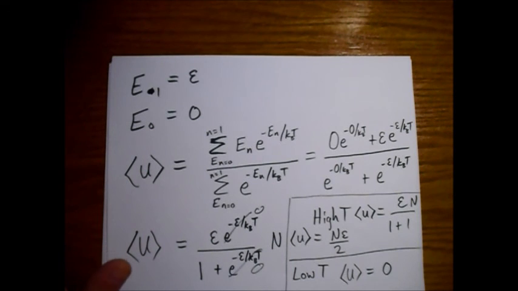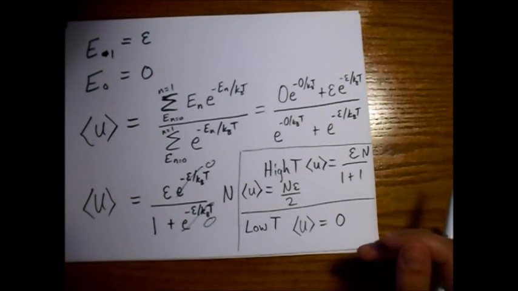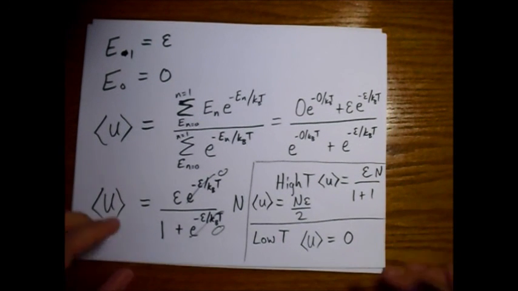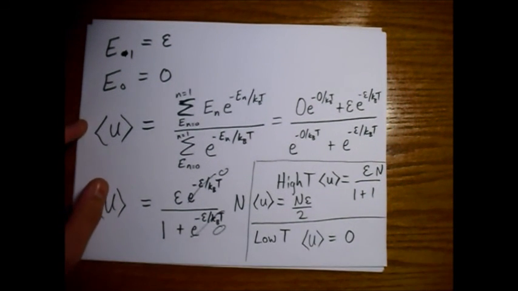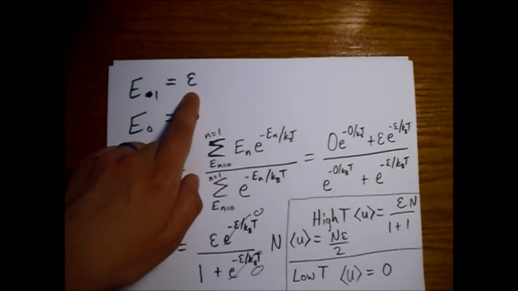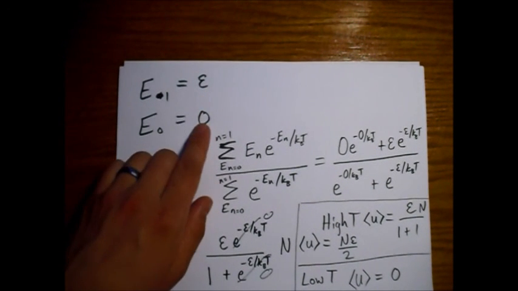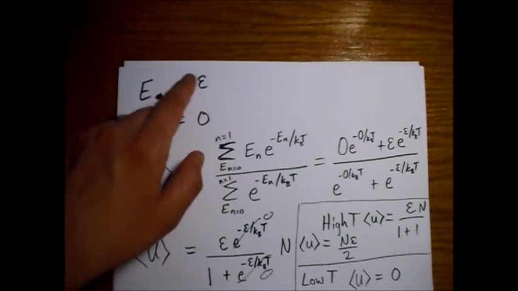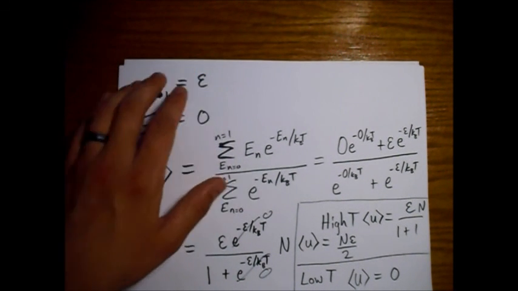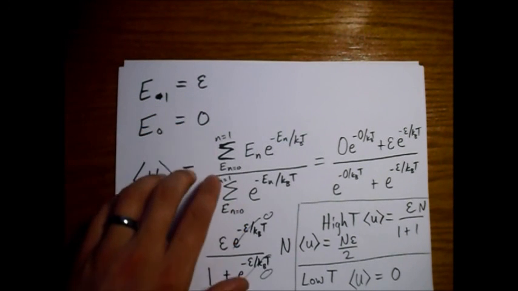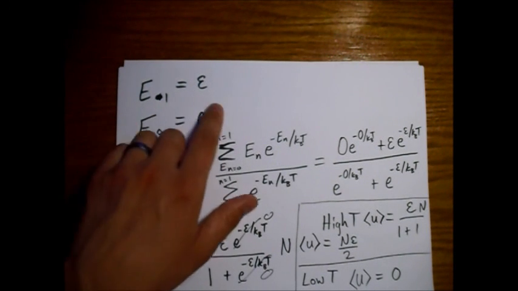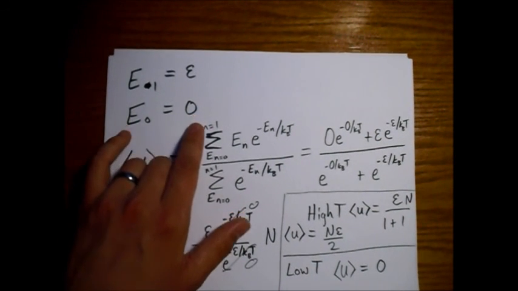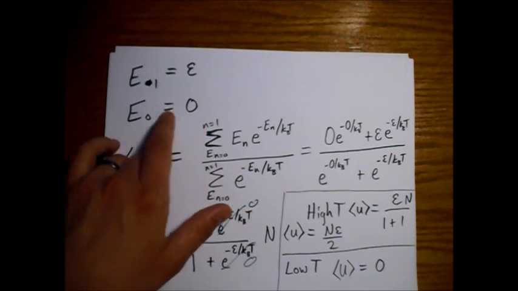The story is all the particles are dropping down into the lower state. So at very high temperatures, only half of them go into the excited state and half stay in the lower state. At low temperatures, there's not enough energy to kick any of them up into the excited state, and you get fewer and fewer up, and basically at T equals 0, you end up with all of them down here on the lower energy level.